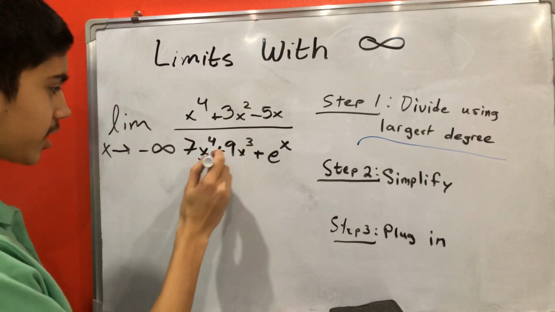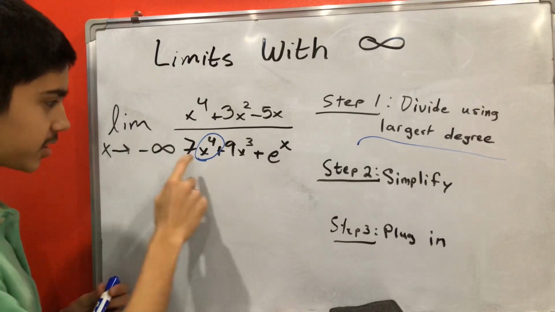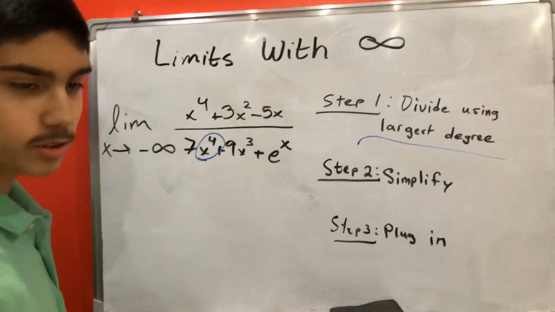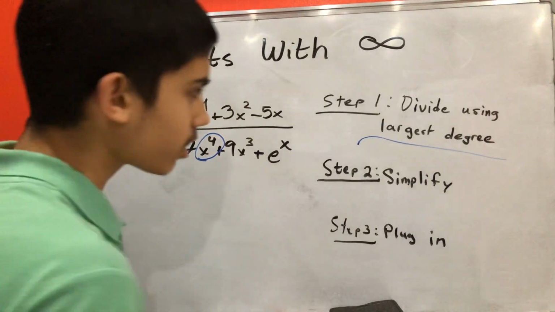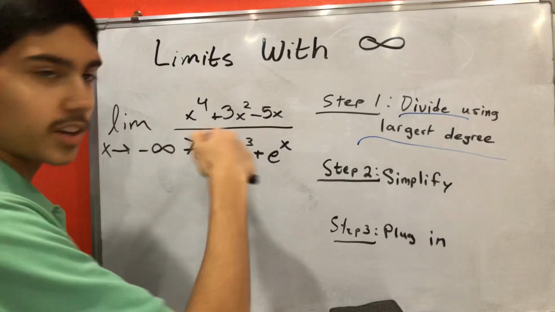Largest degree, okay, x to the 4th is the largest degree, right? Notice, we don't count the 7, just the degree. So x to the 4th is the largest degree. And what are we going to do with the largest degree? It says divide. Now what divide means is that we're going to divide each term.